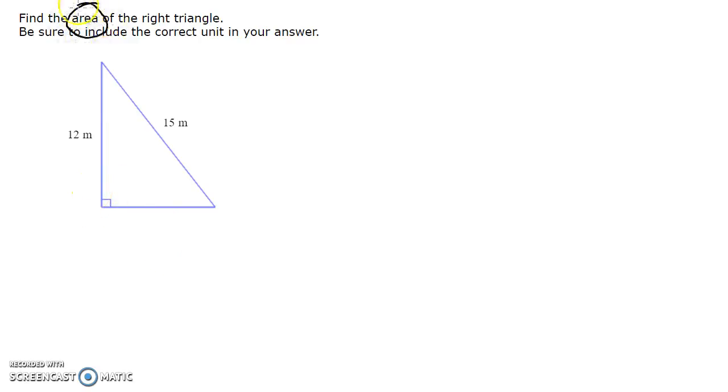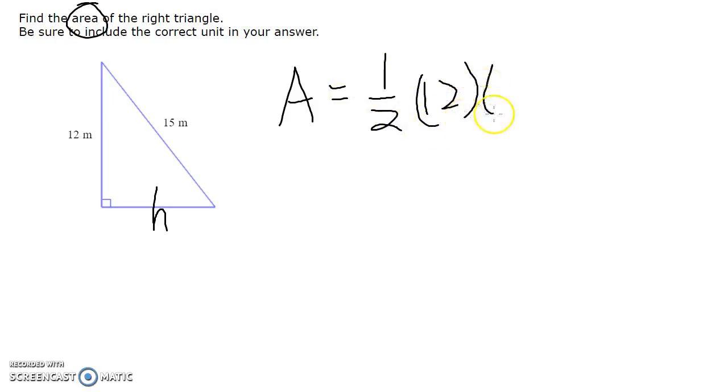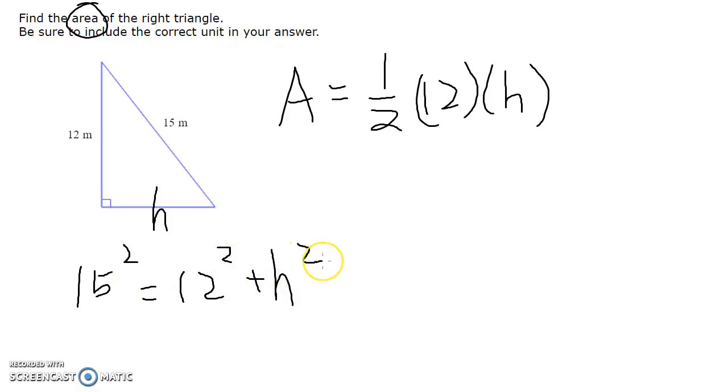Since they want us to find the area, and let's say I call this h, isn't my area simply equal to half times my 12 times my h? Right. So if I can figure out h, I can figure out the area. To find h, I will have to apply my Pythagorean theorem. So 15 squared is equal to 12 squared plus h squared.